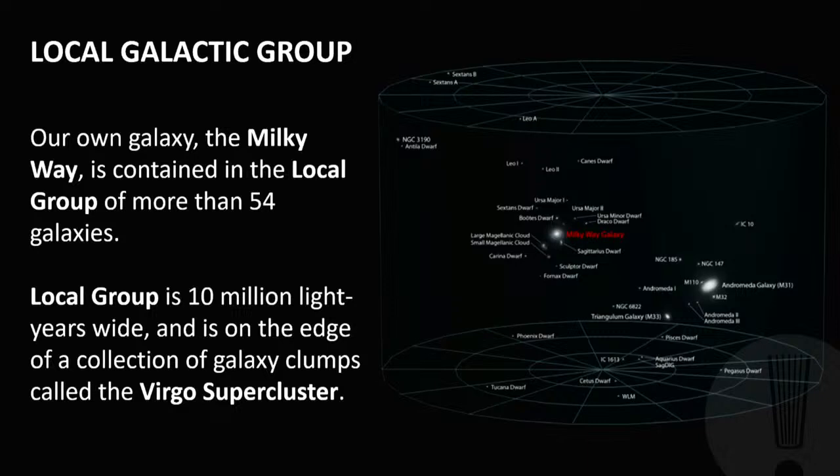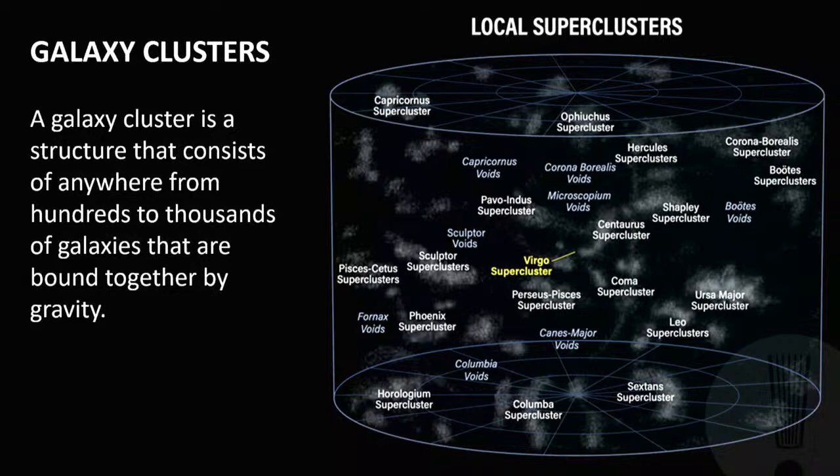The local galactic group is 10 million light years wide, it's pretty big, and is on the edge of a collection of galaxy clumps called the Virgo supercluster. So here's a map of all the local superclusters. A galaxy cluster is a structure that consists of anywhere from hundreds to thousands of galaxies that are bound together by gravity. You can see our Virgo supercluster called out here in the middle in yellow, and they've named some of the other superclusters that they've identified.